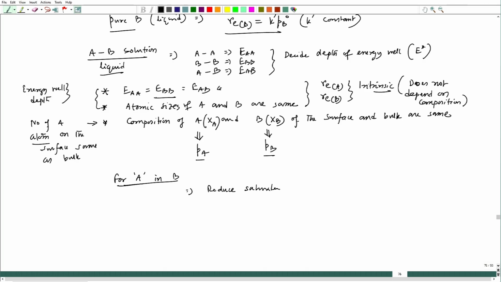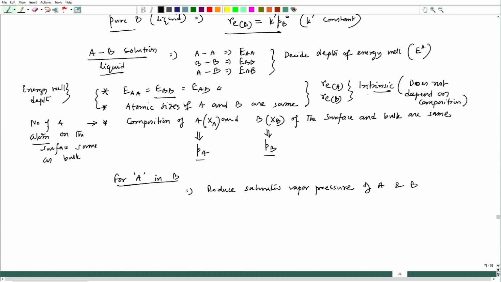saturated vapor pressure. Fine. So, the saturated vapor pressure of A as well as B would reduce in the solution as compared to the vapor phase pressure when these two components are in pure condition. Okay. So, that reduction, and this is also intrinsic, this rate of evaporation, or REB, are intrinsic.